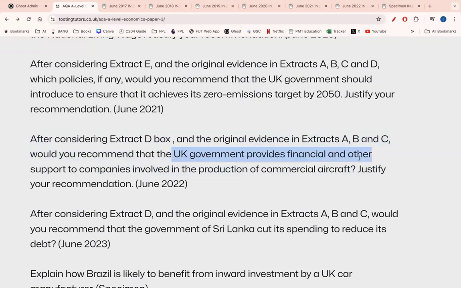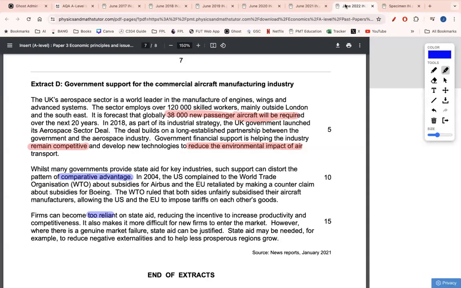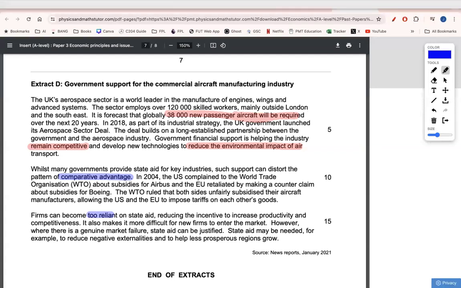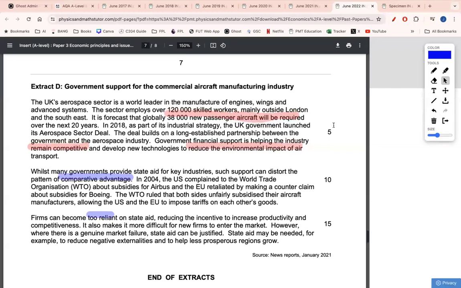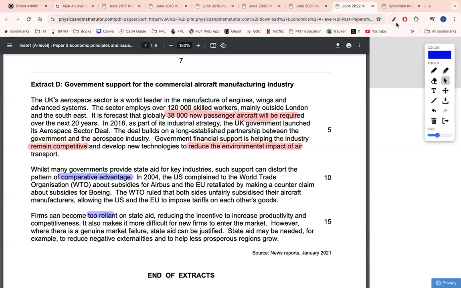What kind of support? So we're thinking financial support, we're thinking subsidies, we're thinking should they subsidize, yes or no? After reading the extract, I then go and look at the other extract because there's usually some additional points. But straight away, I'm thinking a paragraph about comparative advantage.